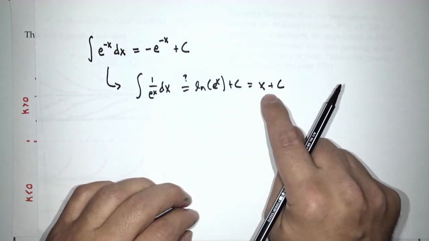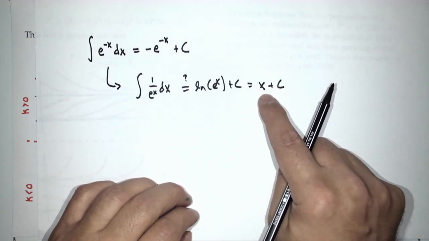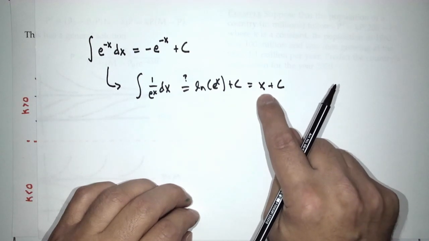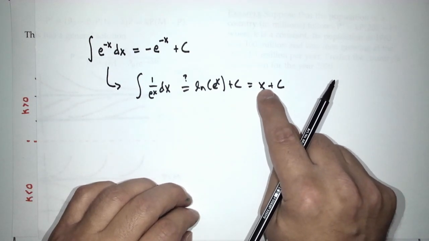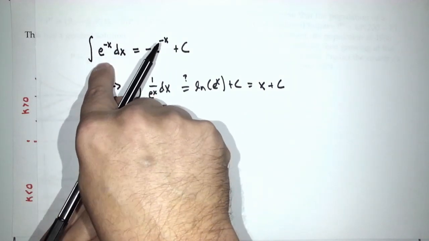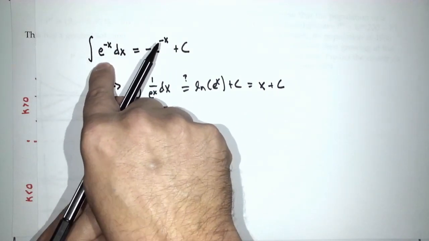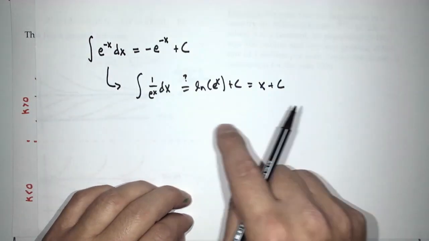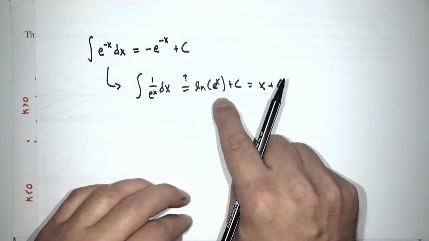Now, let me convince you, it's not this. Here's how I convince you. What's the derivative of x? Is 1 the same as e to the negative x? No. No. Mistakes were made. So, this is not true.